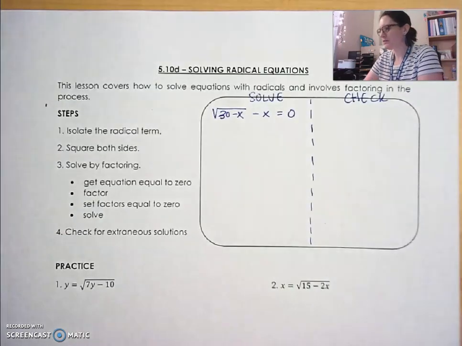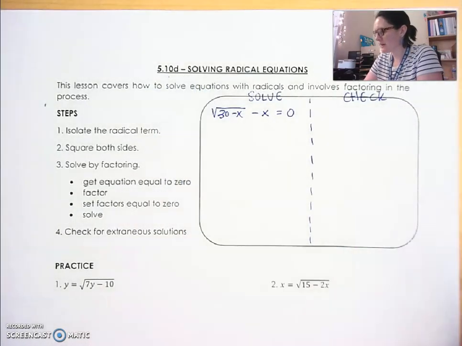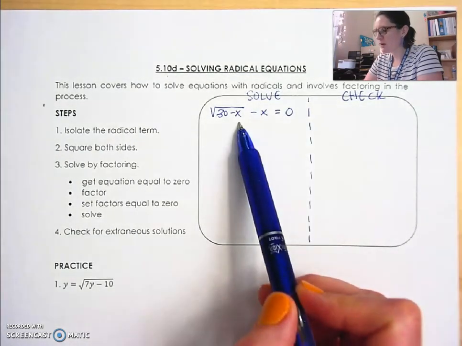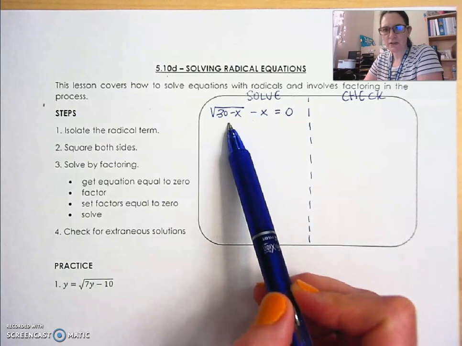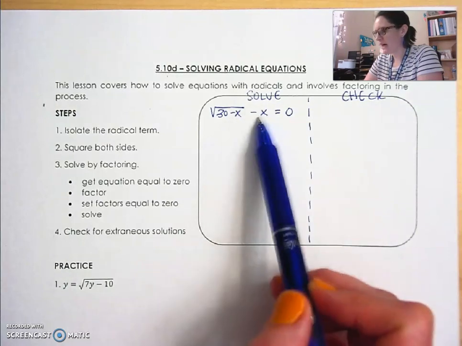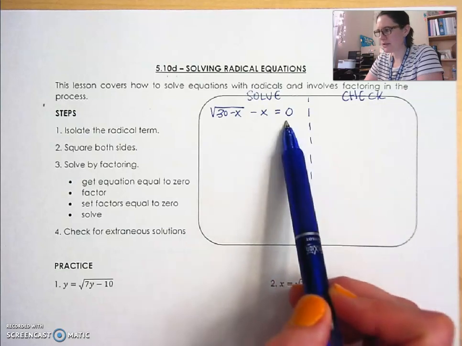Right, these are our notes for 5.10d, solving radical equations. We are going to start with this example problem. Square root of 30 minus x, that's the radicand on the inside. Outside we have minus x equals 0.